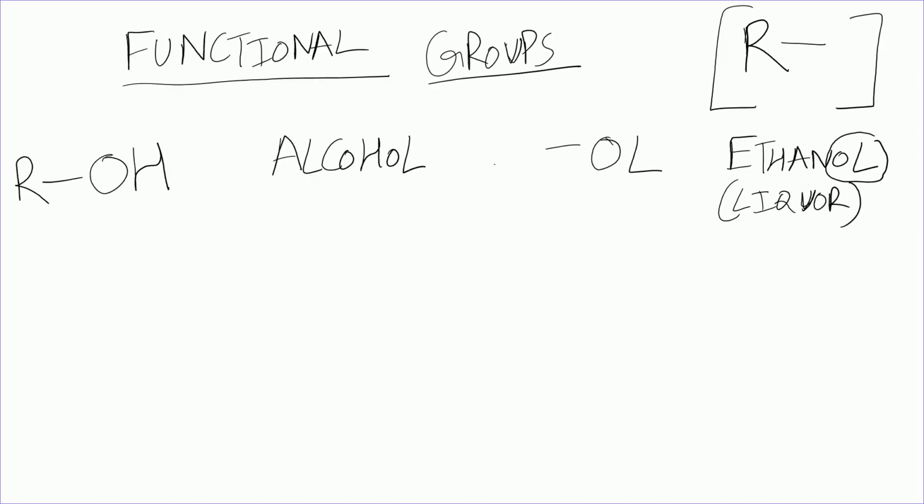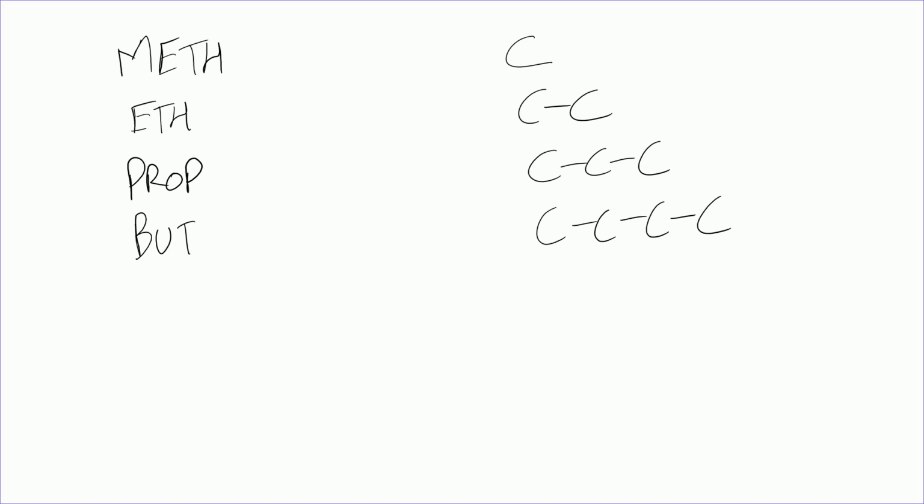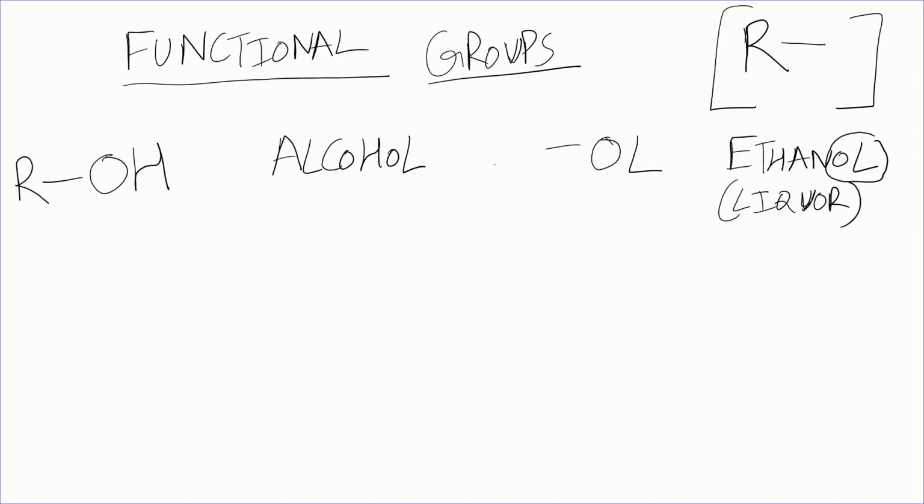Therefore, ethanol would mean that there are two carbons in this group, and there's a functional alcoholic group as well. The rest of it is filled up by hydrogen. So ethanol technically is CH3CH2OH. Either you write it this way, or you can write it as C2H5OH. It's one and the same thing.